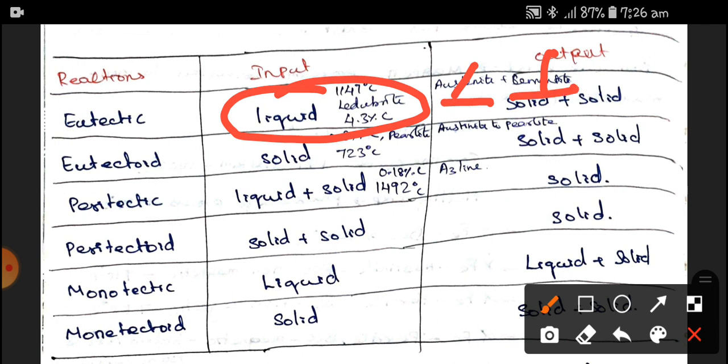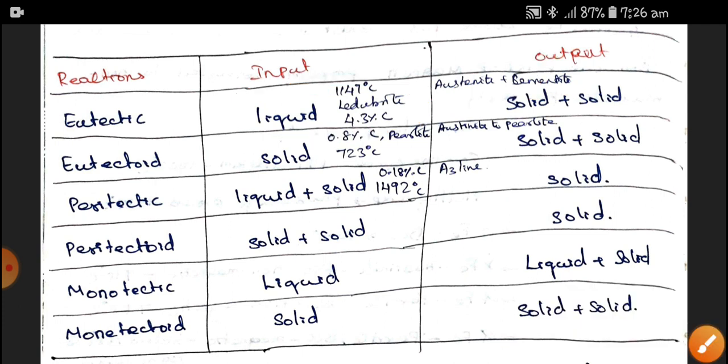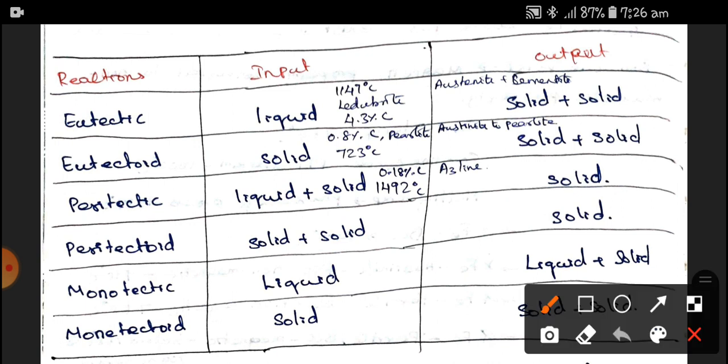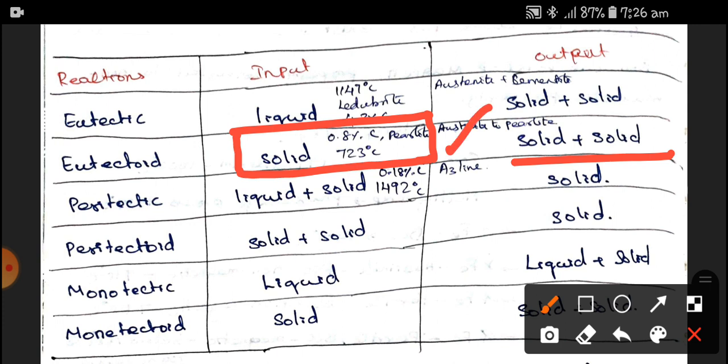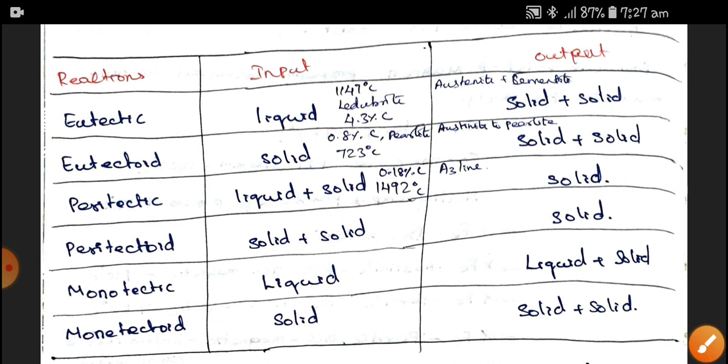That is our understanding. Next is the eutectoid. The input is in the form of the solid state, containing 0.8 percent carbon at 723 degrees Celsius. It is in the form of austenite, converted into two different solids, that is pearlite. We know that pearlite has ferrite and cementite. So ferrite is one type of solid, cementite is one type of solid. So that is our understanding.